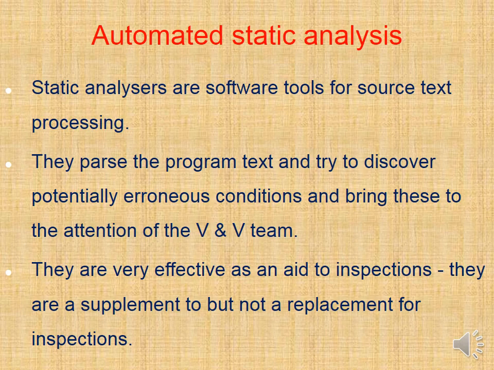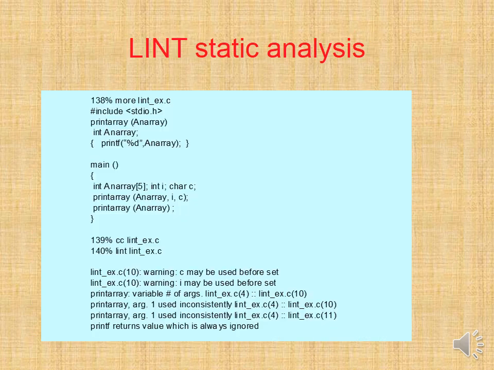Automated static analysis uses software tools for source text analysis. They parse the program text, try to discover potentially erroneous conditions, and bring these to the attention of the V&V team, the verification and validation team. They are very effective as an aid to inspection. They are a supplement to, but not a replacement for, inspection. Lint is a static analysis tool used for this. See here the code: it gives warnings as well as the arguments. For example, a print array argument is missing. These are the errors, and it will do the lint.